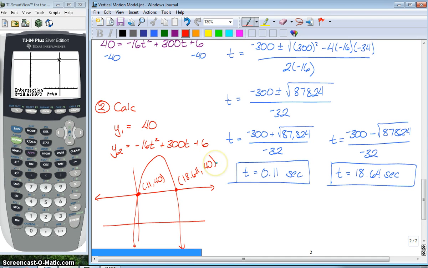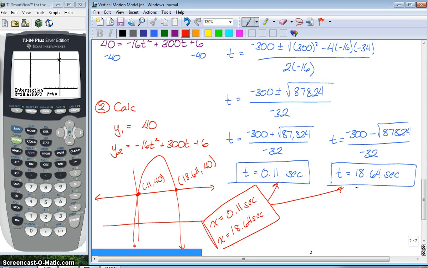So our solutions here are going to be x equals 0.11 seconds and x equals 18.64 seconds. The exact same thing we got with the quadratic equation. So it does not matter which method you use, it's whatever you're more comfortable with. In this case, it was kind of hard to see the intersection point. So maybe the quadratic equation was a little bit better since it gave you such a small number. But like I said, it's up to you whichever you use.